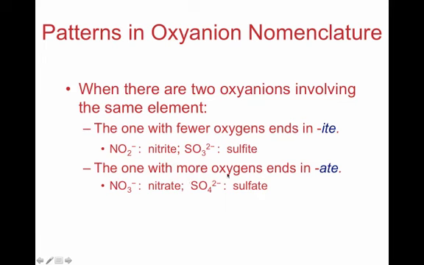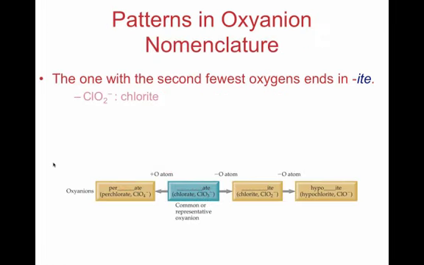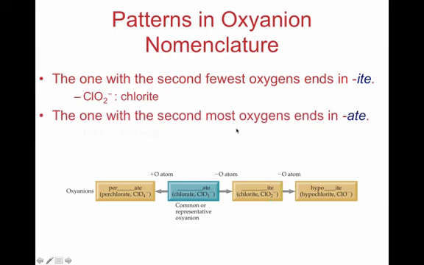So the oxyanion with more oxygen ends in ATE. So this is when we have two oxyanions. Okay, what if we have four oxyanions? Well, the one with the second fewest oxygens ends in ITE, and typically you're going to see this with halogens. Our example is chlorite. The one with the second most oxygens ends in ATE. ClO3 is chlorate, and typically chlorate is the common or representative oxyanion. It's the most common one that you are going to see.